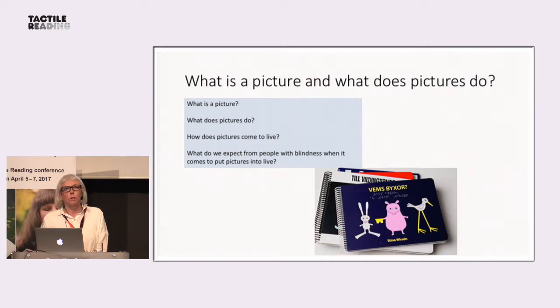A picture, what is a picture? It's something that we understand intuitively, but could be hard to give a simple answer to, especially if you wanted to explain to a person who never has had eyesight what a picture is. But it could be defined as a two-dimensional surface on which an object, landscape, individual, or group of people are represented, or depicted, you can also say. It could be a painting, drawing, photography, or a tactile picture as well.